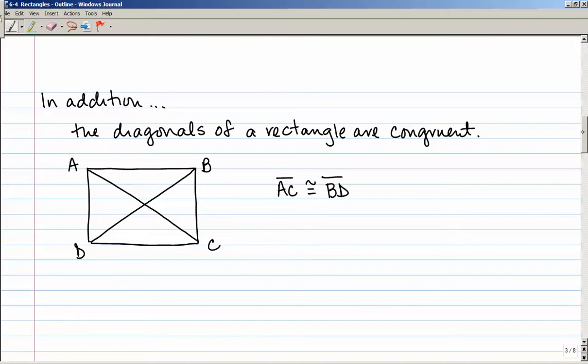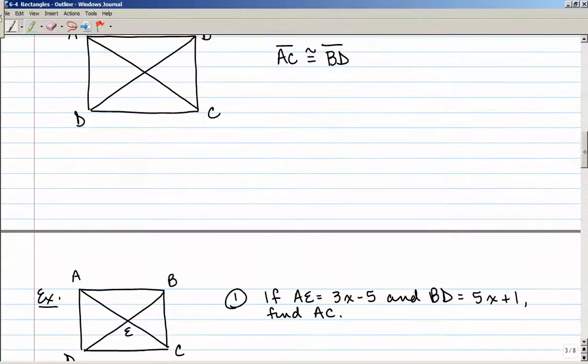Okay. And there's one additional quality of a rectangle that was not true in a parallelogram: the diagonals of a rectangle are congruent. So diagonal AC is congruent to diagonal BD, and actually this is kind of fun to prove using congruent triangles. You would show that triangle ADC is congruent to triangle BCD, and then using CPCTC, you would know that those diagonals are congruent. But that's one thing that distinguishes, besides the right angles, a rectangle from a parallelogram.